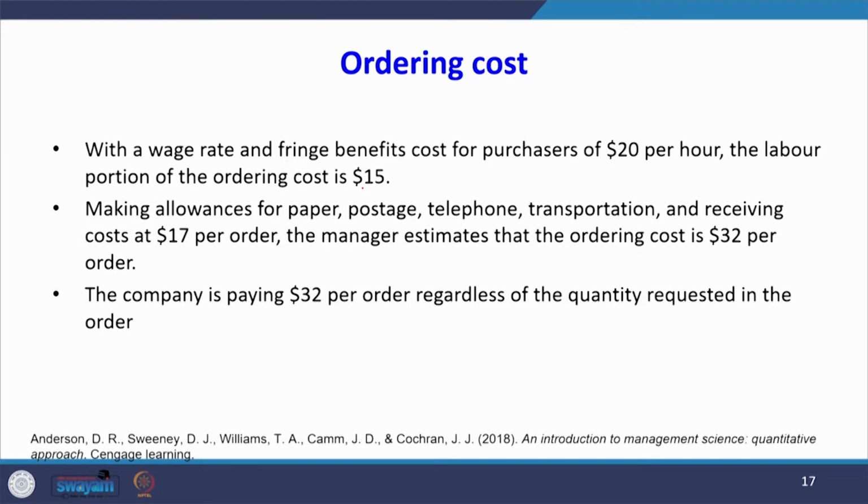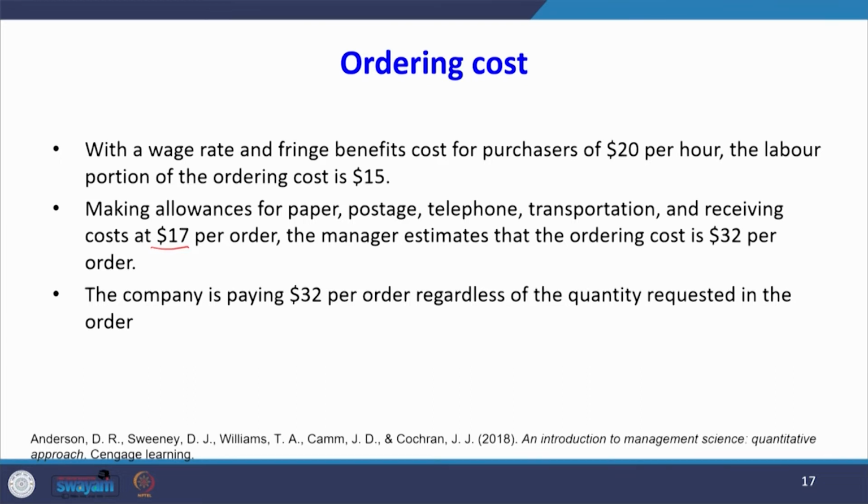Making allowances for paper, postage, telephone, transportation and receiving, the cost is $17 per order. The manager estimates that the ordering cost is $32 per order. How? $17 plus $15. So, the company is paying $32 per order regardless of the quantity requested in the order.